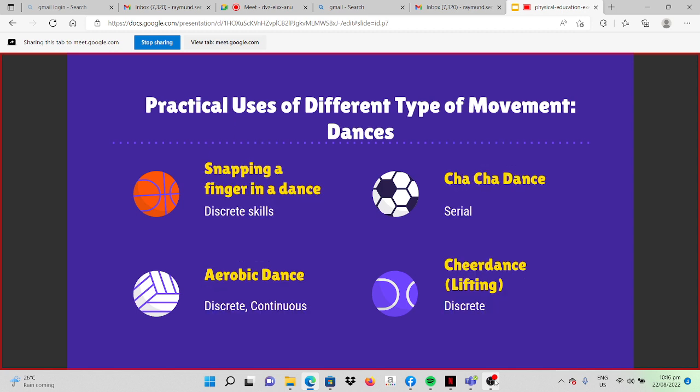And lastly, for some dances, here are the practical uses of different types of movements. For example, for discrete skills, we have snapping a finger in a dance. We also have aerobic dance, which is an example of continuous skills. The cha-cha dance is a serial skill. Another discrete skill is cheer dance, especially in lifting.